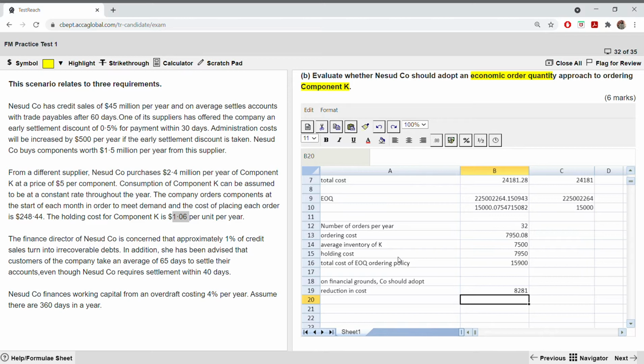Now let me give you the marking scheme, how the marks are awarded. 1 mark for annual demand, 1 mark for current ordering cost, 1 mark for current holding cost, 1 mark for economic order quantity, half a mark for EOQ ordering cost, half a mark for EOQ holding cost, 1 mark for comment on adopting the EOQ approach to ordering. That's how you get 6 marks.